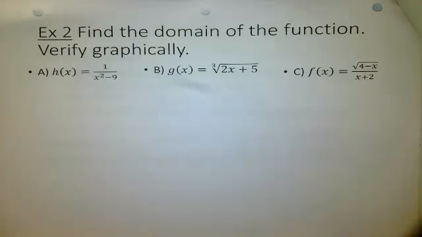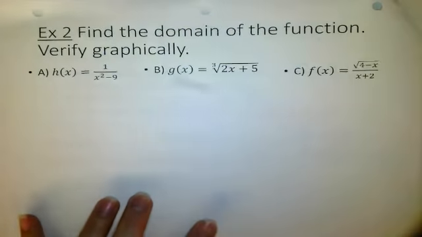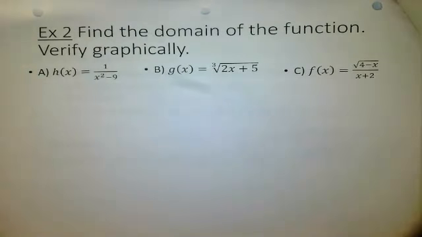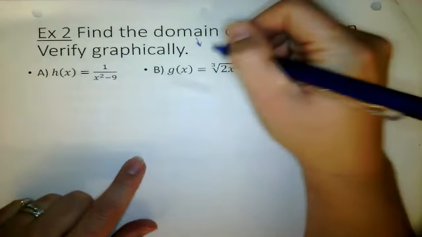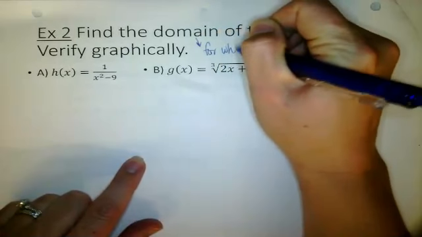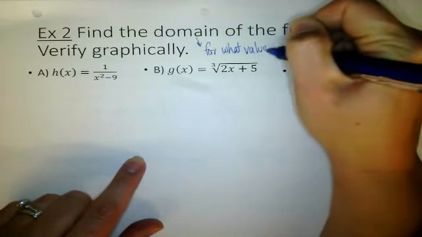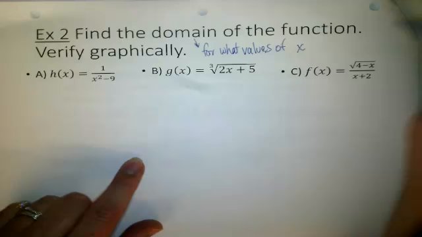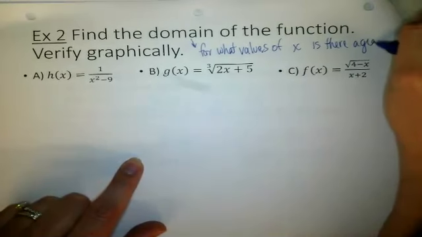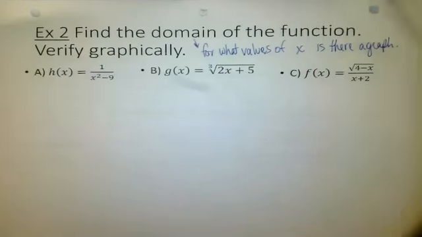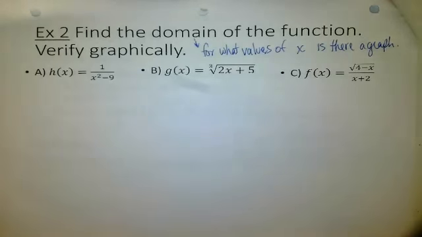But I like verifying graphically. A lot of this class is figuring out how to use your calculator to justify, to verify what you're doing. And so graphically, domain means for what values of x, for what values of x is there a graph? Meaning, where do you see the picture? For what values of x on your calculator do you see a picture?